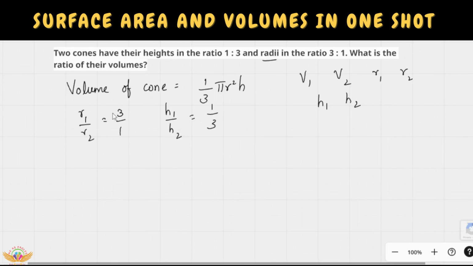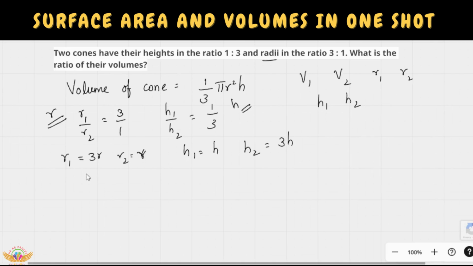Yep. So now what I'm going to do is take it as a constant R. Whenever a ratio is to be equated, we can multiply with a constant, right? So R1, I'm taking R as a constant over here. So R1 will be equal to 3R and R2 will be equal to just R, taking as the constant R. And here I'm taking constant H. So H1 will be equal to H and H2 will be equal to 3H.